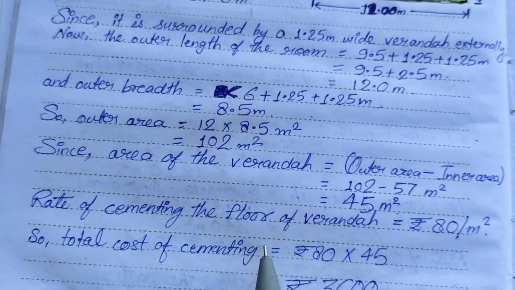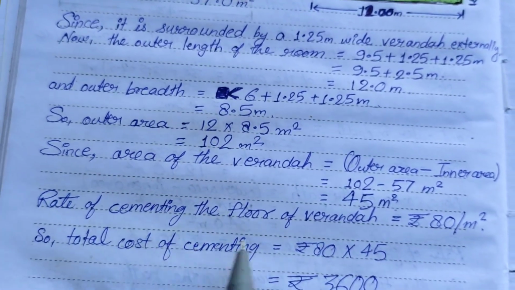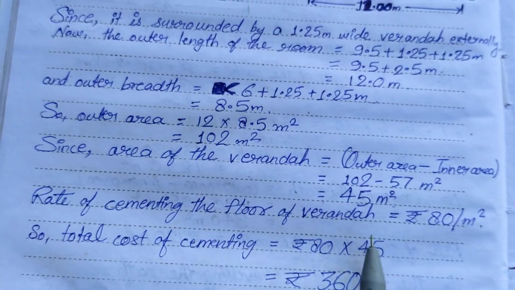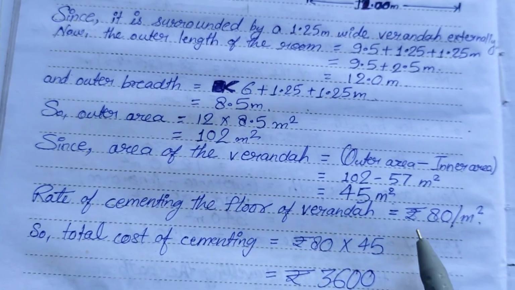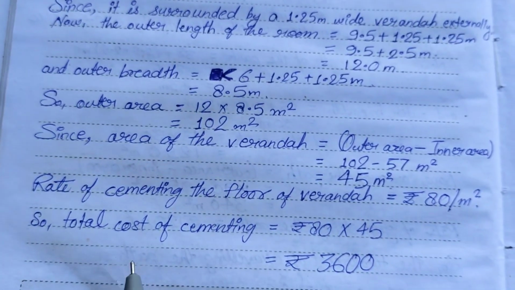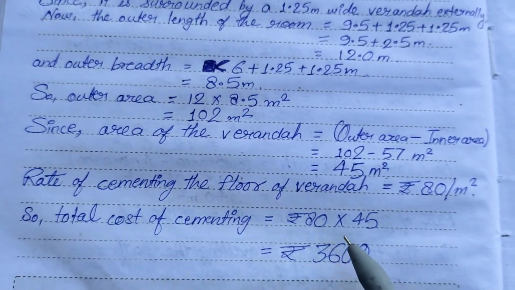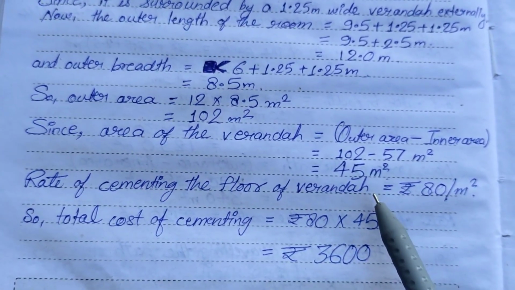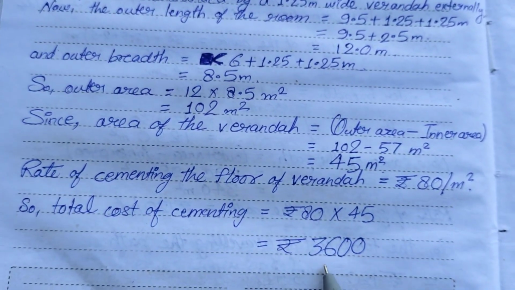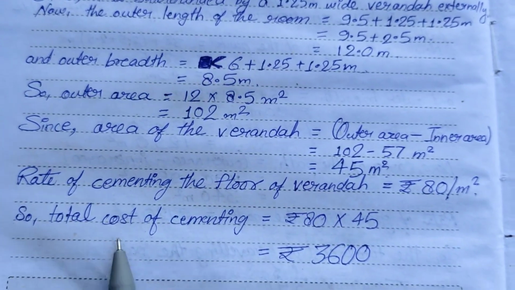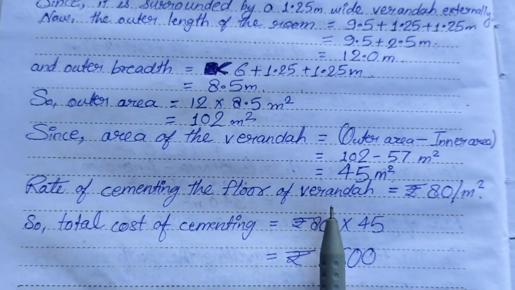Now rate of cementing the floor is given. Floor of the veranda is 80 rupees per meter square. So to find the total cost, we have to multiply rate with the area. So multiply rate with the area, we have 3600 rupees, the total cost of cementing the floor of veranda.